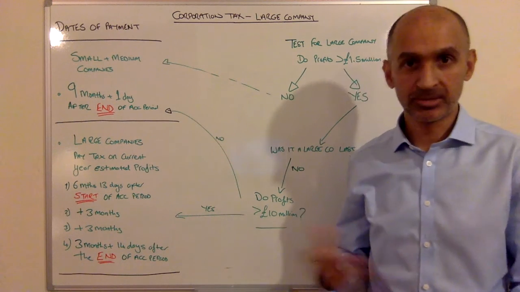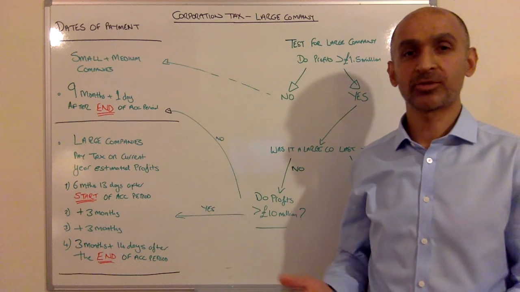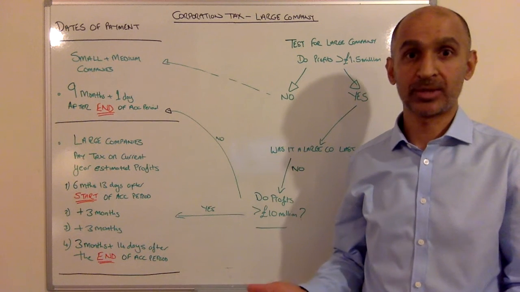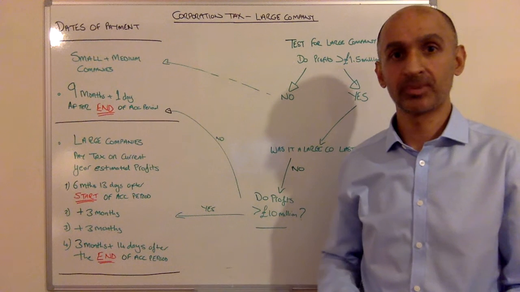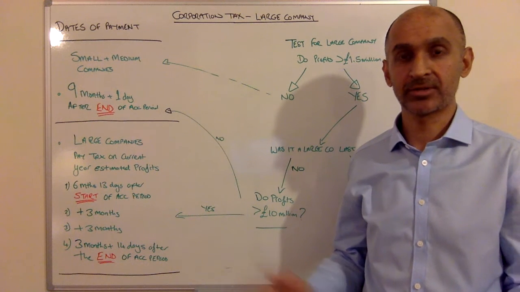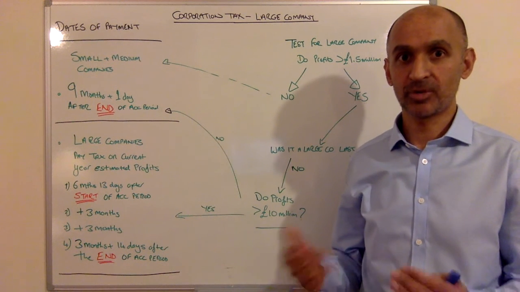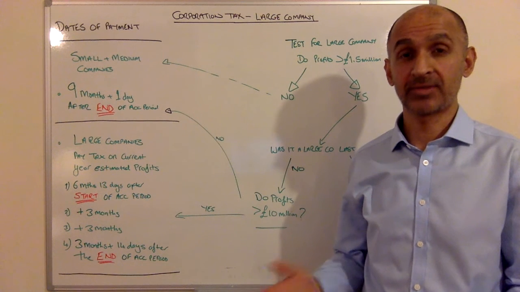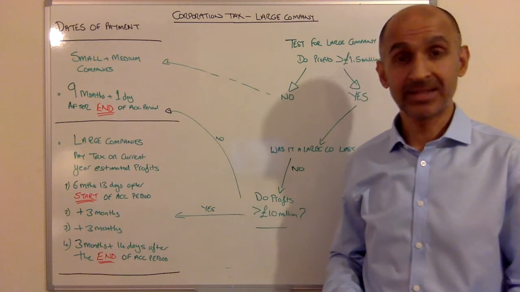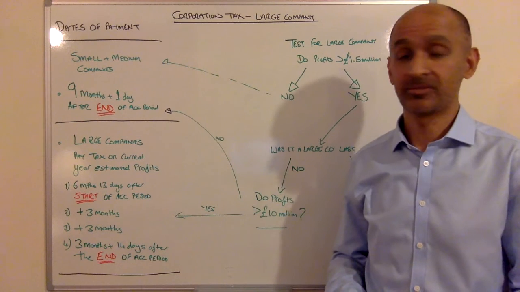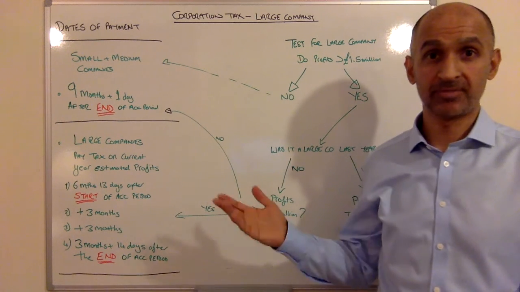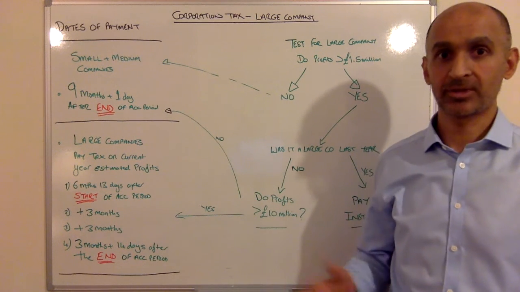So for companies that are small, medium or large, the rate of corporation tax, for example 20%, might be uniform right across companies irrespective of their size. So the rate of corporation tax, the percentage that they have to pay, may be the same, but the dates on which they have to pay those are very different. And that's what this video is going to look at, the dates of payment of corporation tax.